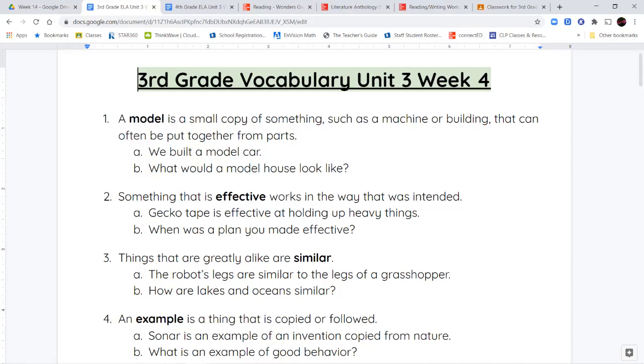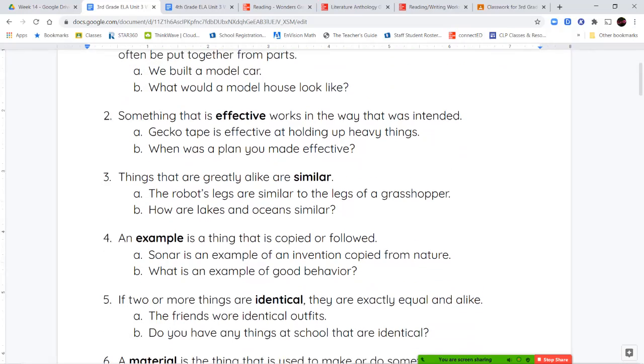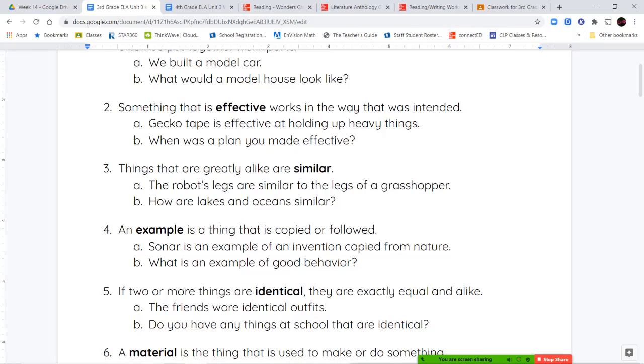Your next word is the word effective. Something that is effective means it works the way it was supposed to work. It's doing its job. So their example sentence is gecko tape is effective at holding up heavy things, or think of like duct tape. Something that's effective works properly.